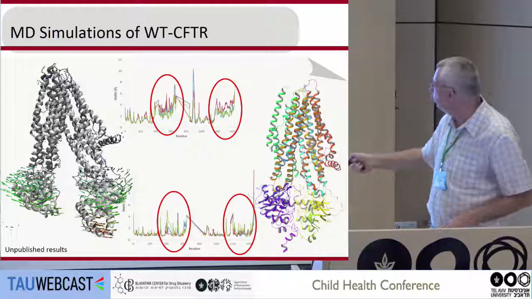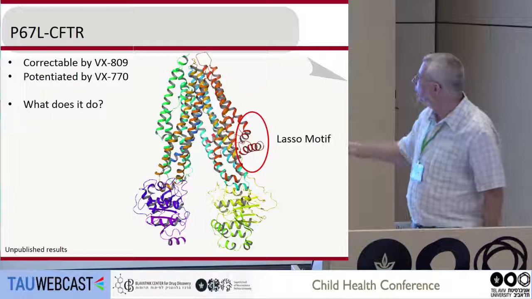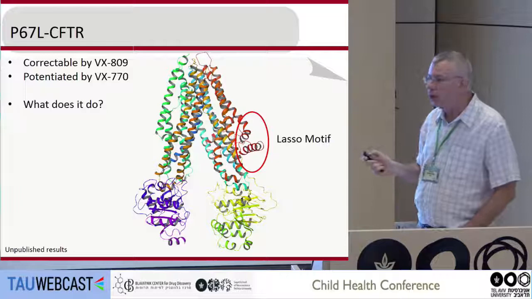This is one inward-facing conformation. This is another one, and we got what we expect. And the fact that we got what we expect allows us to use this for another simulation. So, P67L CFTR. This is a CF-causing mutation sensitive to a potentiator and a corrector.